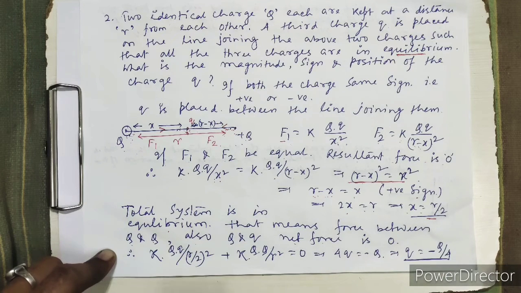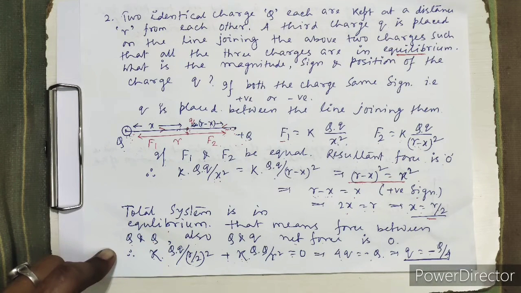from previous sections, K Q q by (R by 2) whole square plus K Q q by R square equals 0. Always you write it as a vector addition, F1 plus F2 equals 0. Therefore 4Q equals minus Q and small q equals minus capital Q by 4.